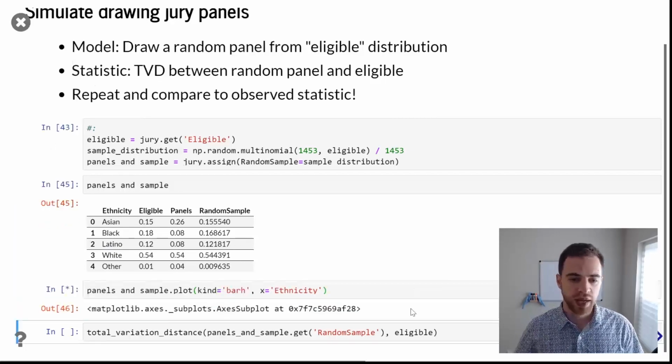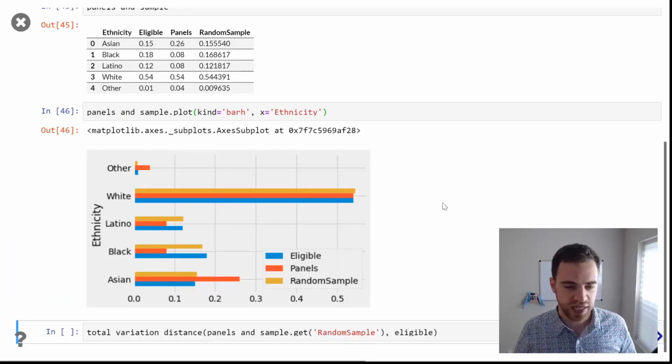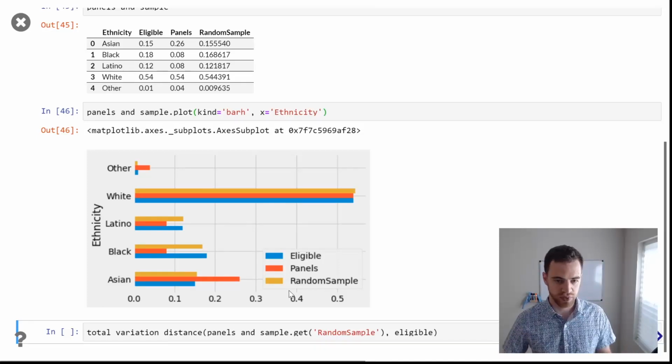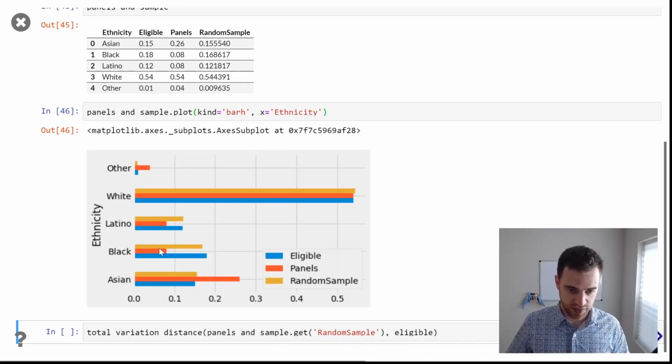Okay, I can take a look at my bar chart here just to get an idea of what's going to happen. The yellow bar is the random sample. The blue and red bars are as they were before. The blue is the population. The red is what I saw actually in these jury panels, the ACLU study. And the yellow bars are a random sample. What we tend to see here is that the yellow bars are very close to the blue bars, meaning that whenever I take a random sample, it looks pretty much like the overall population.